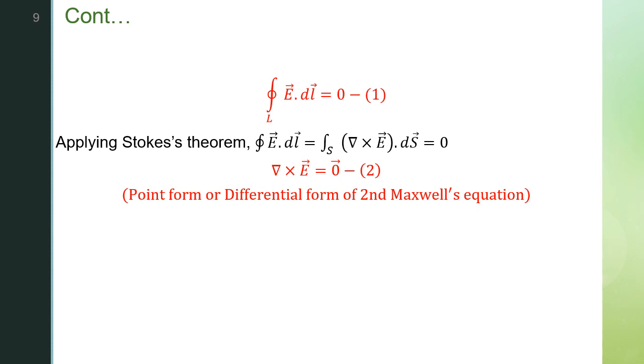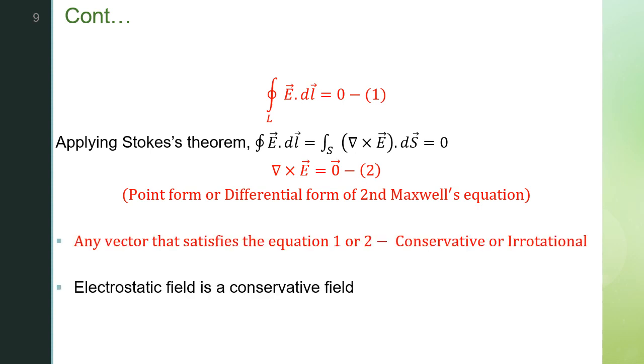So if an electric field satisfies equation 1 or 2, we can say that the electric field is an irrotational vector or a conservative vector. Therefore, the electrostatic field is a conservative field. That is, the potential is independent of the path taken, due to which we get the electrostatic field as a conservative field.